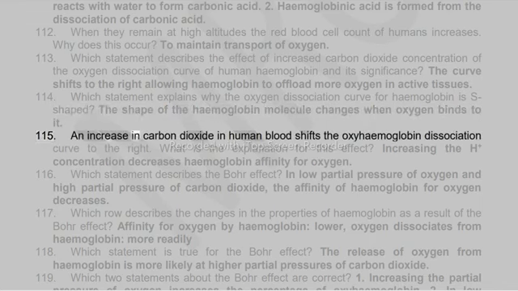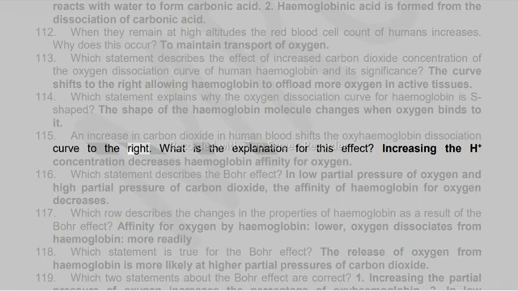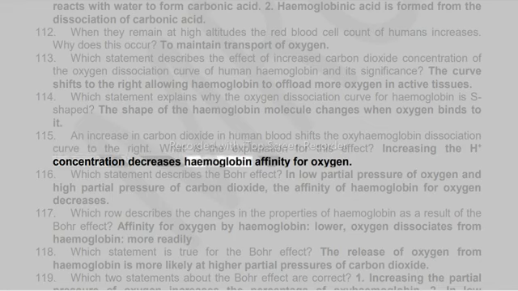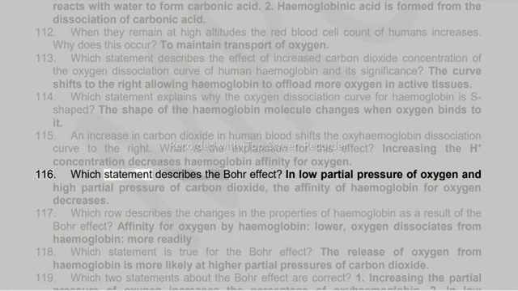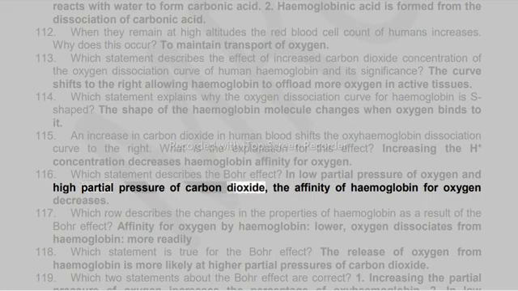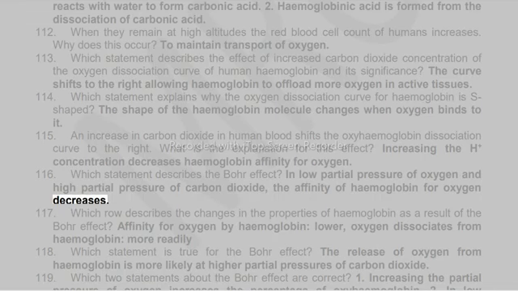115. An increase in carbon dioxide in human blood shifts the oxyhemoglobin dissociation curve to the right. What is the explanation for this effect? Increasing the H+ concentration decreases hemoglobin affinity for oxygen. 116. Which statement describes the Bohr effect? In low partial pressure of oxygen and high partial pressure of carbon dioxide, the affinity of hemoglobin for oxygen decreases.